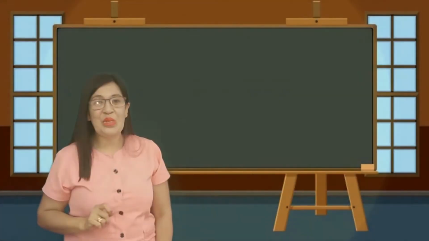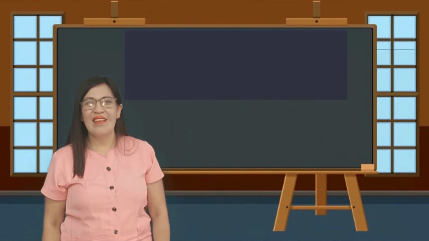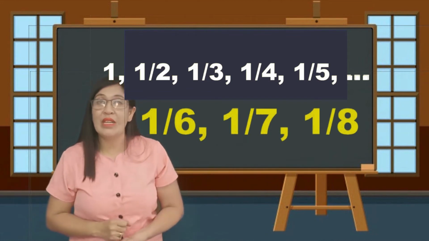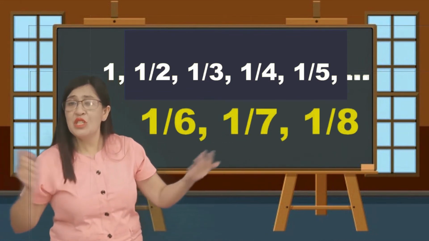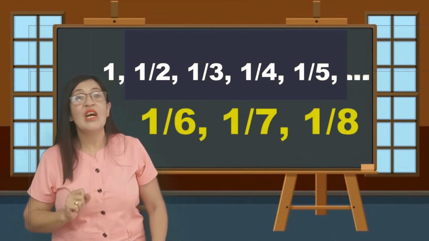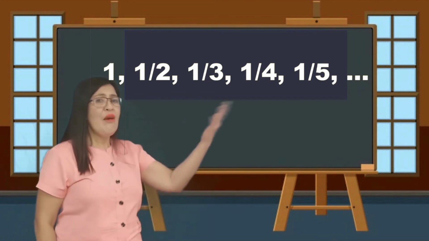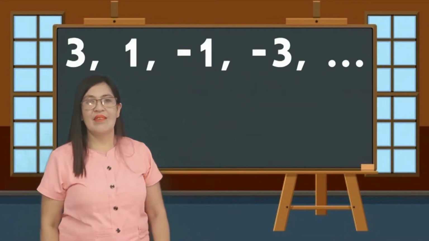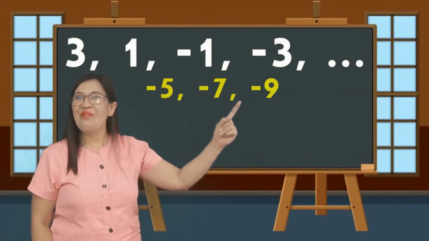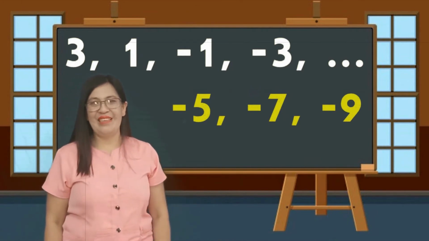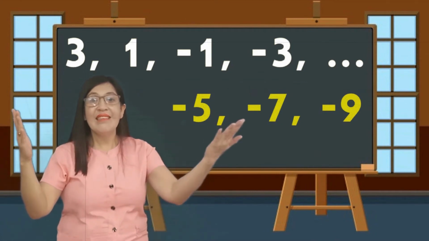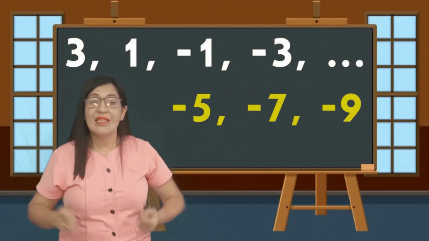Can you find out the next three terms of these sequences? The next three terms are 1/6, 1/7, and 1/8. What pattern is shown? Well then, the denominator increases by 1 consecutively. How about this one? The next three terms are -5, -7, and -9. What pattern is shown? Excellent! Add -2 to the previous term to get the next term.